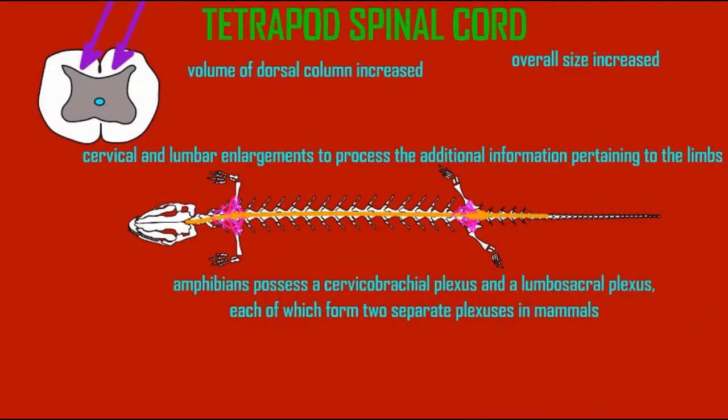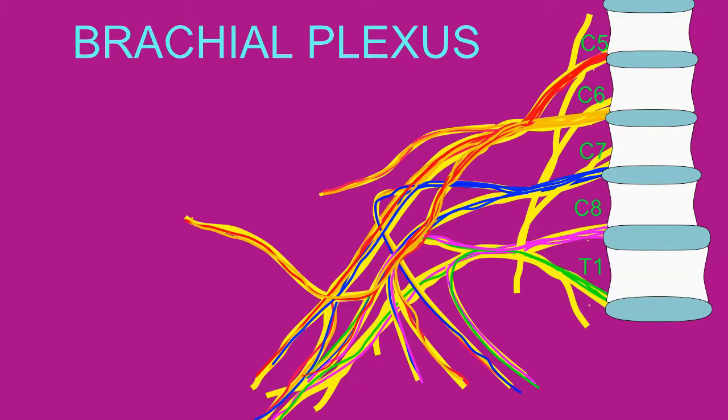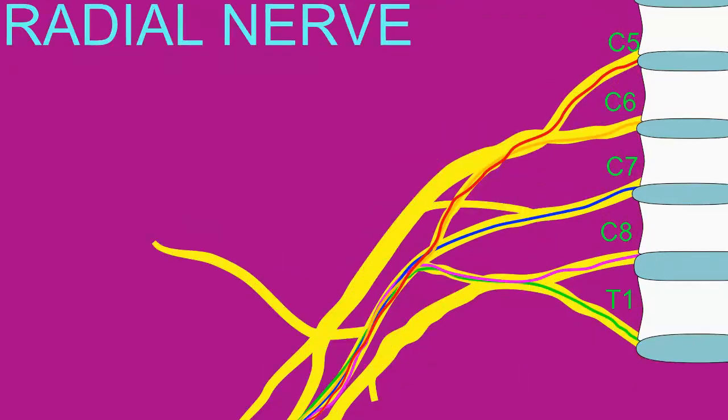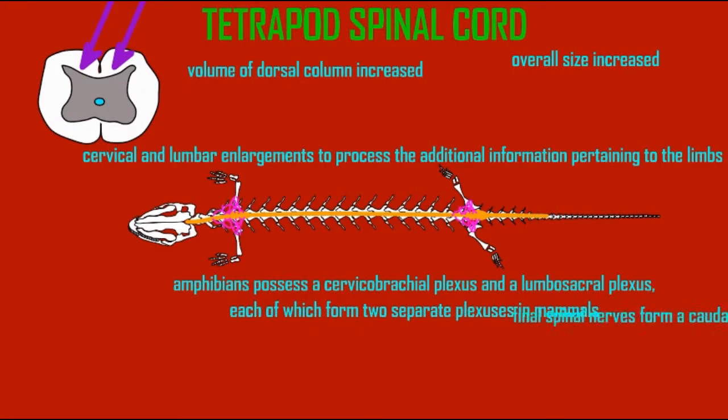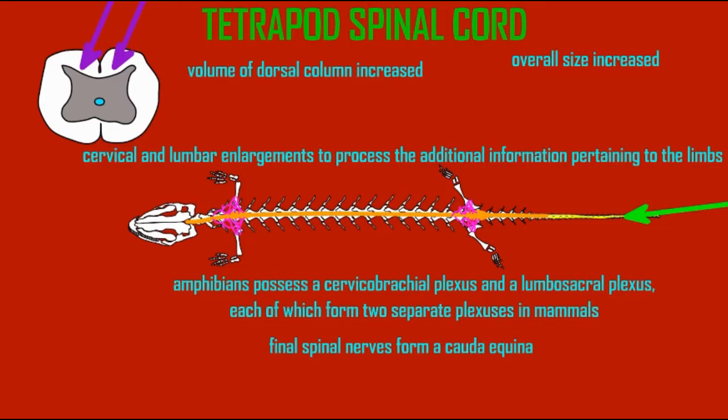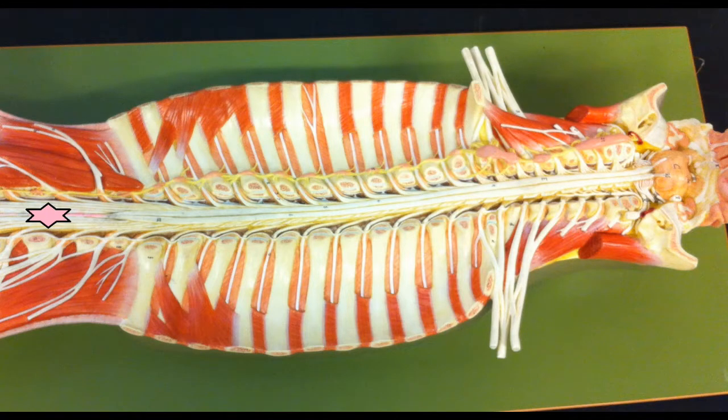The cervicobrachial plexus and lumbosacral plexus would be the ancestral form of the separate plexuses which exist in mammals. The final nerves then form the horse's tail, the cauda equina, given that the spinal cord does not reach to the very end of the vertebral column. After its end at the conus medullaris, this series of nerves runs to the tip of the spinal cord. Also, tetrapods evolved a descending rubrospinal tract.